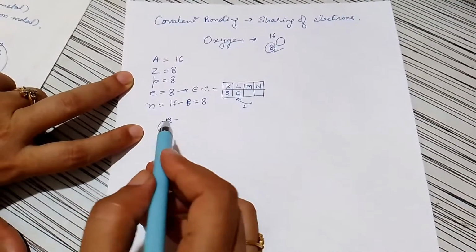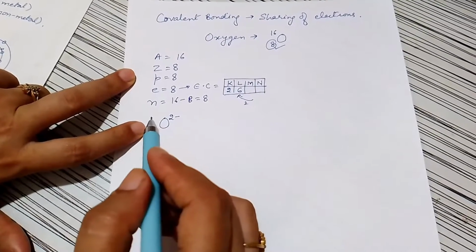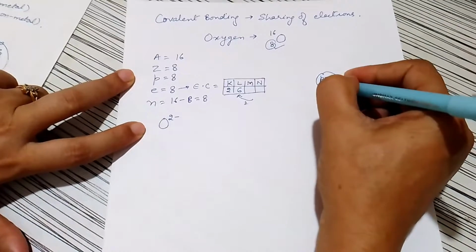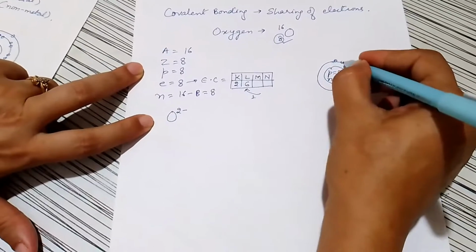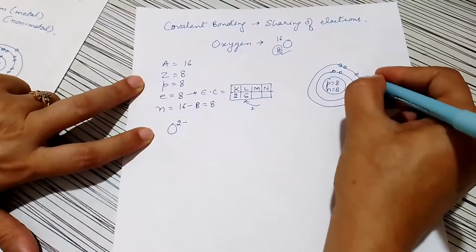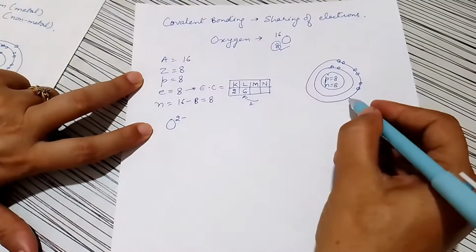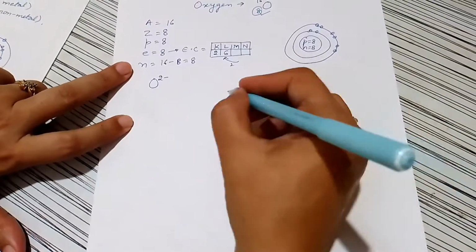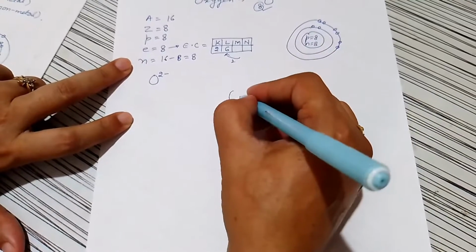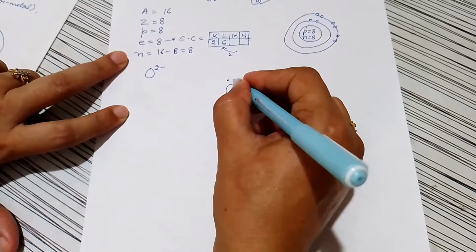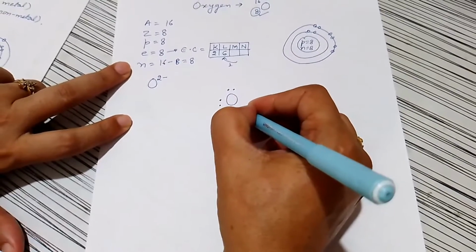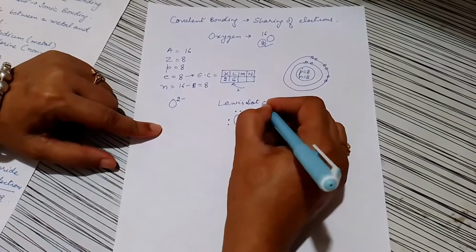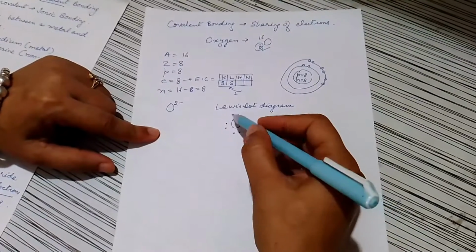When an atom gains electrons, it gains a negative charge because electrons are negatively charged. So when you draw the atomic structure, protons are 8, neutrons are also 8. The first orbit has 2 electrons, the second orbit has 6 electrons. You need 2 more electrons to make this outermost orbit stable. The Lewis dot diagram shows the last orbit only, with 6 electrons.